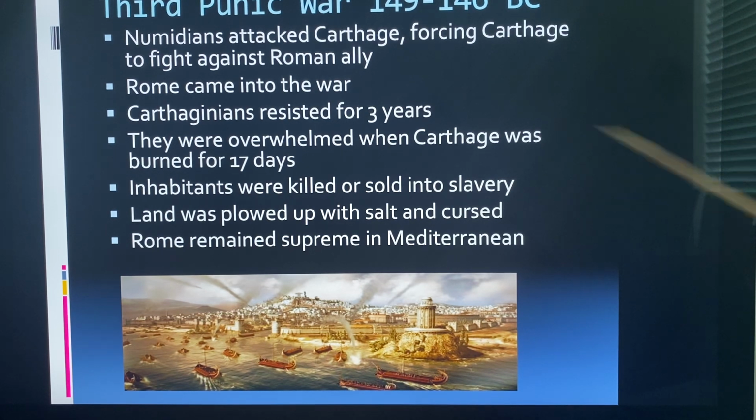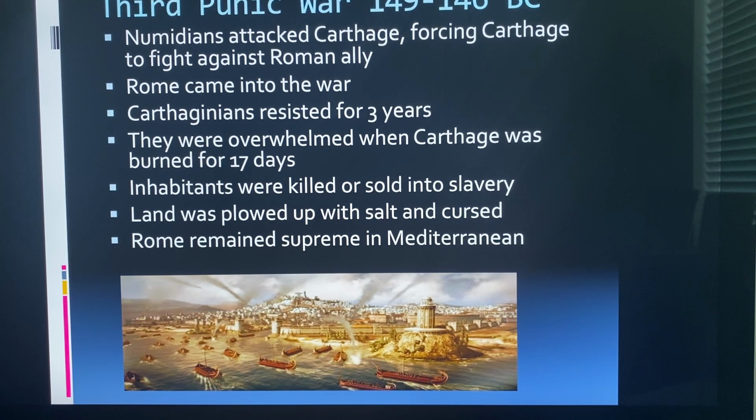For 3 years they were fighting. That's quite a long time. So for 3 years they were fighting against Rome. And then they were overwhelmed when Carthage was burned. For 17 days, Rome burned the city of Carthage. The inhabitants of Carthage were killed or sold into slavery.